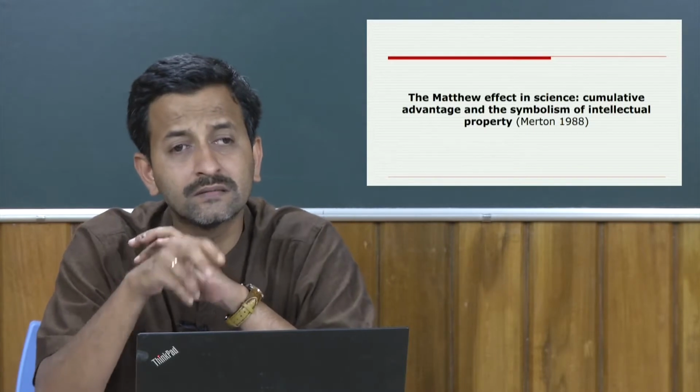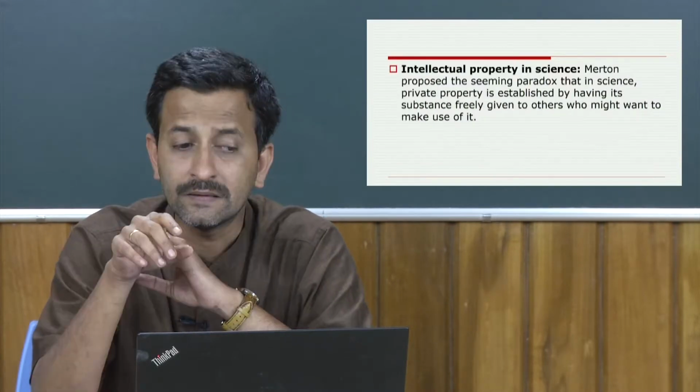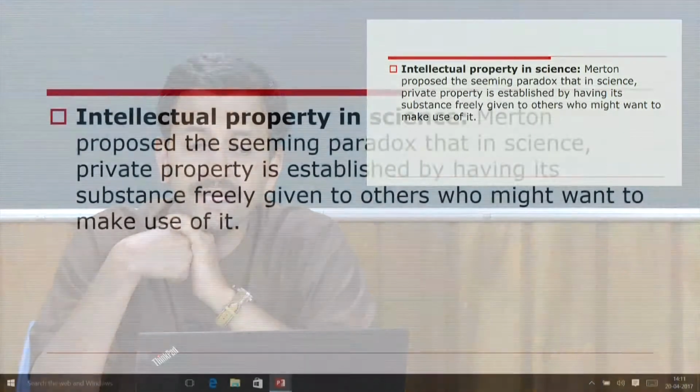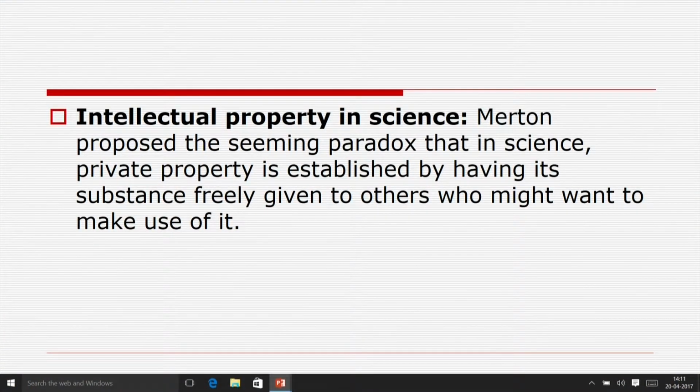Then what is this intellectual property in science? Merton proposed the seeming paradox that in science private property is established by having its substance freely given to others who might want to make use of it.